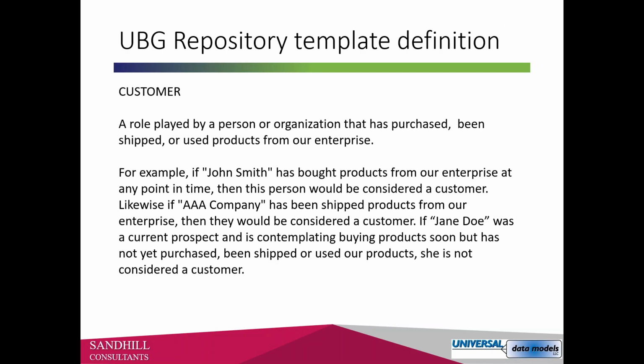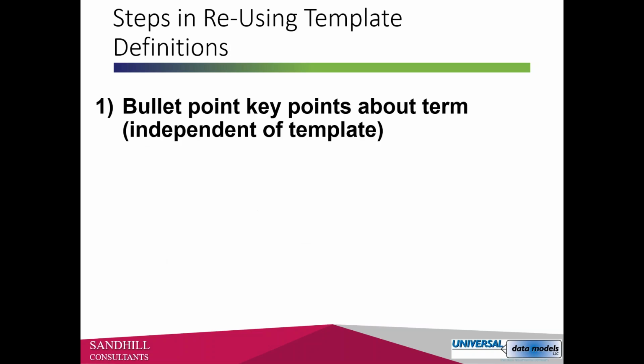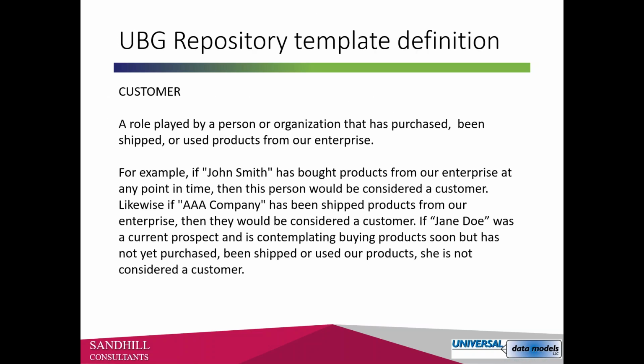So for instance, here's an example definition. Customer is a role played by a person or organization that has purchased, been shipped, or used products. So what we're doing is including all the subtypes. We're including past, present, and future. So we're saying, hey, by the way, we're defining a customer as the past and the present, not the future. So if somebody's going to buy something, they're not a customer. And we give an example.